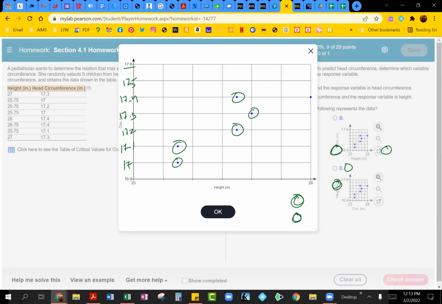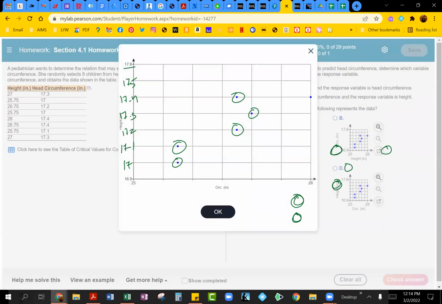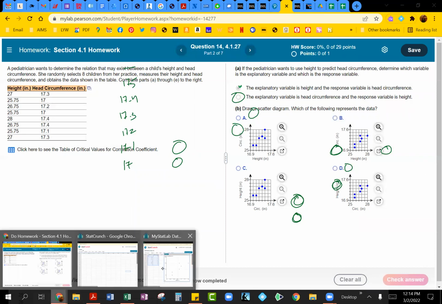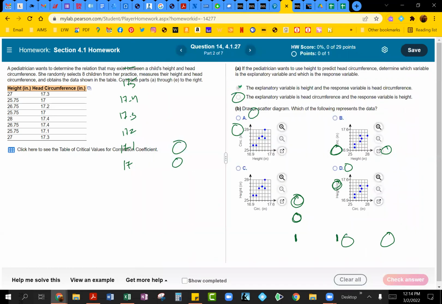And if you look at graph B, are these the same graphs, B and D? The X and Y axis have swapped. Yeah, because this guy, if you look at vertically with the x-axis, this is on 28, 27, and this would be at 25.75, 26.75.